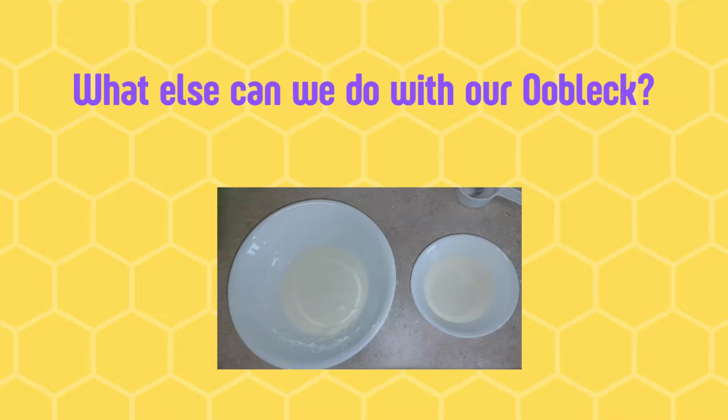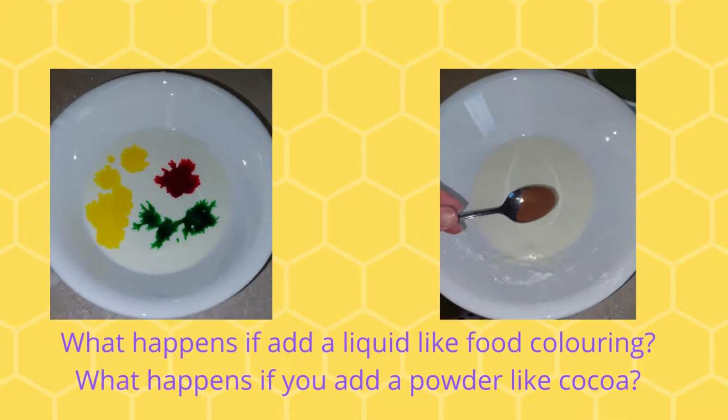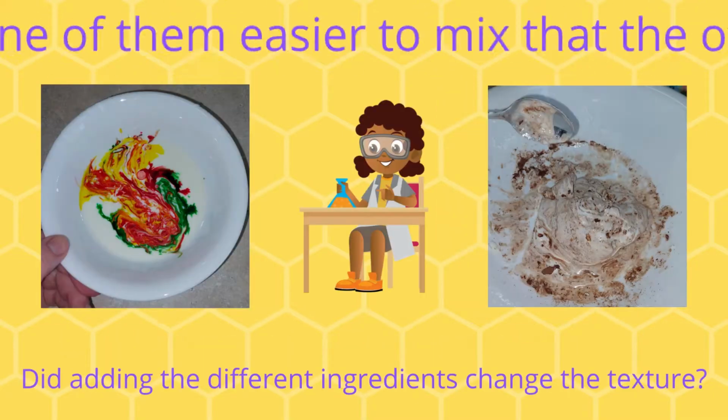What else can we do with our Oobleck? What happens if we add just a teeny little bit extra liquid, like food coloring? What happens if we add a teeny bit extra solid, like cocoa? Mix them together and see.